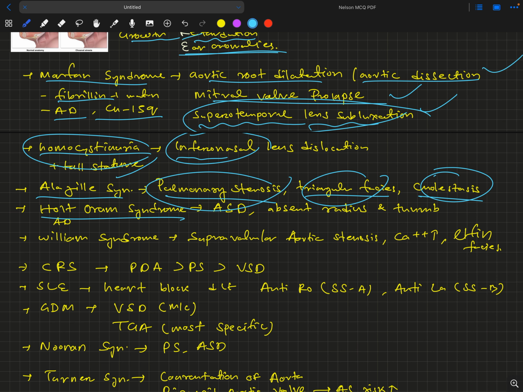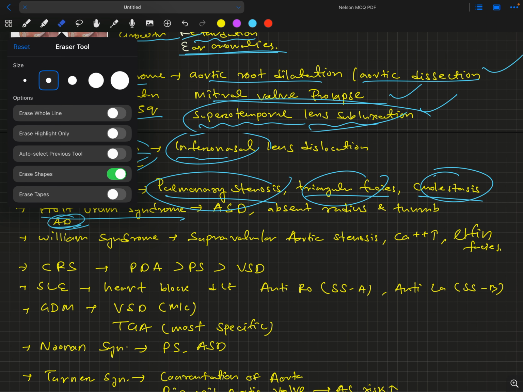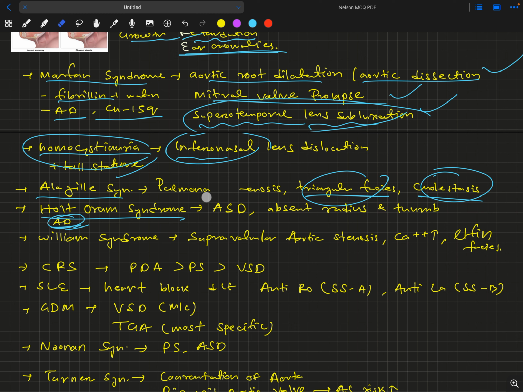Holt-Oram syndrome is autosomal dominant. The most common cardiac disease seen in Holt-Oram syndrome is ASD. ASD is the most common congenital heart disease in Holt-Oram syndrome. There will be absent radius and thumb. Absent radius and thumb plus ASD, you think of Holt-Oram syndrome. Williams syndrome, supravalvular aortic stenosis. Williams syndrome is supravalvular aortic stenosis.